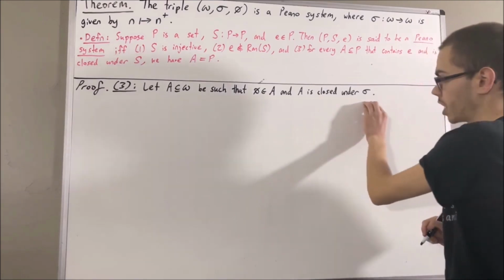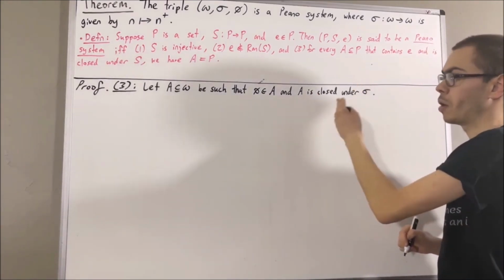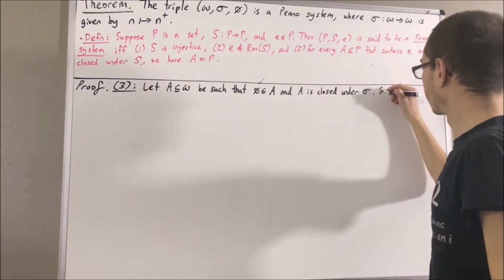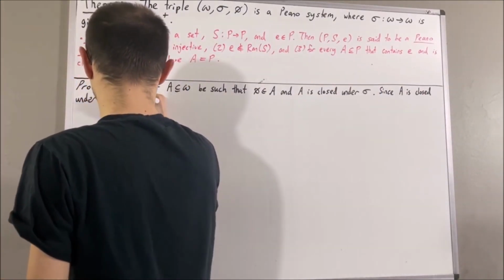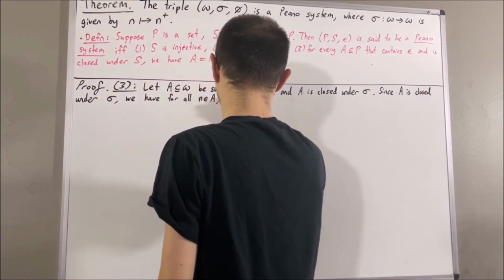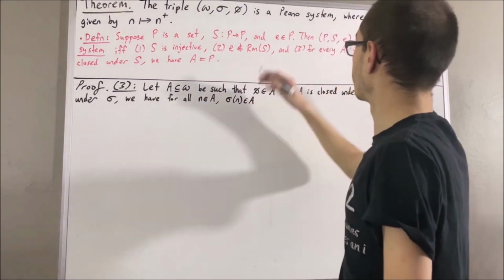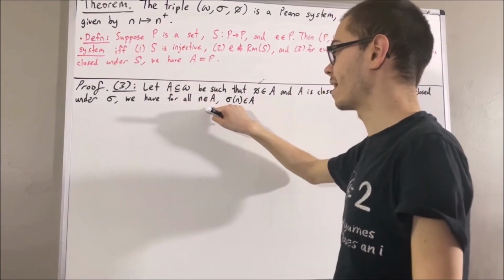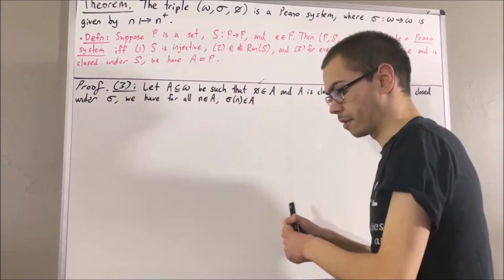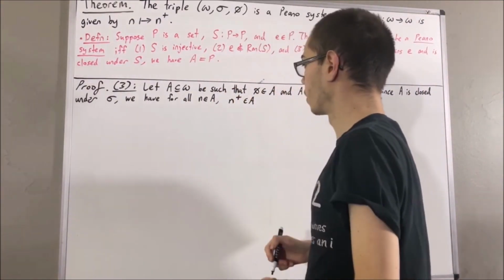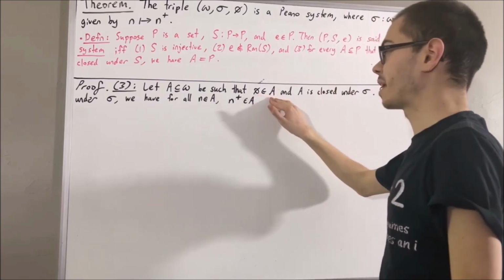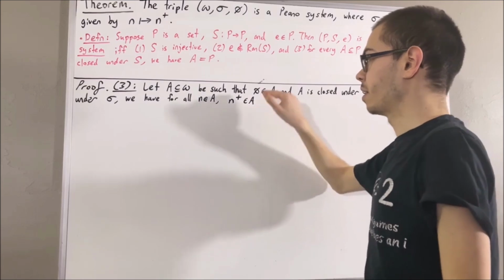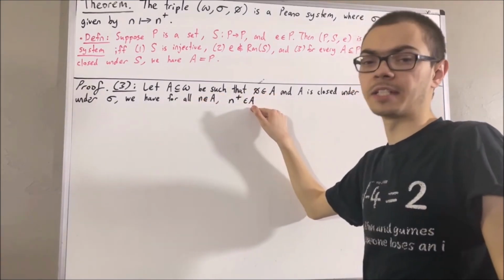Now, since A is closed under sigma, remember, this is another way of saying for all elements n in A, sigma of n belongs to A as well. Or in other words, by definition of sigma, sigma of n is the successor of n. So this is really saying for all elements n in A, the successor of n belongs to A. And so what do we see here? We see that the empty set belongs to A, and for all elements n in A, the successor of n belongs to A. These two facts tell us that A is an inductive set.